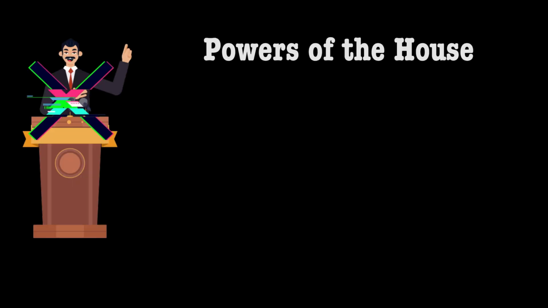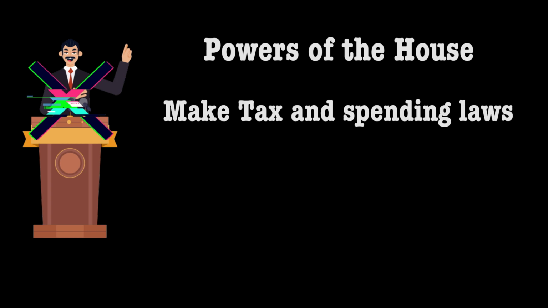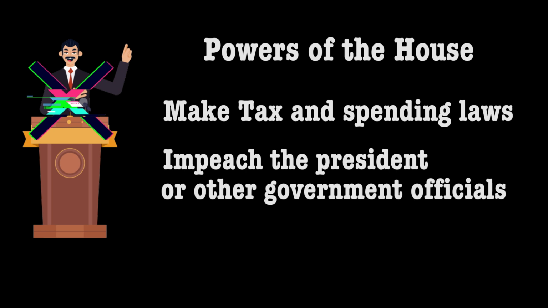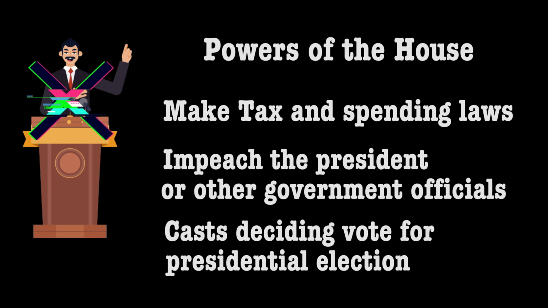The House has special powers which are not shared by the Senate. Only the House can make tax laws and spending laws, and only the House can impeach the president or other government officials. If there is no majority vote in the Electoral College for one of the presidential candidates, the House is the one that casts the deciding vote. Congressmen serve 2-year terms and are up for re-election every even year. The House of Representatives is led by the Speaker of the House, who is elected by the House itself.